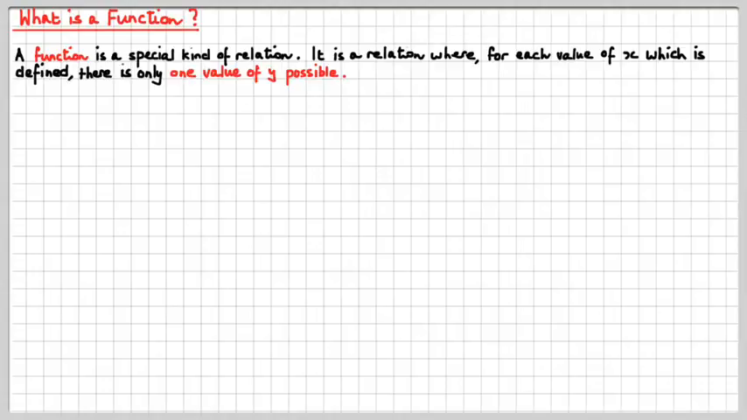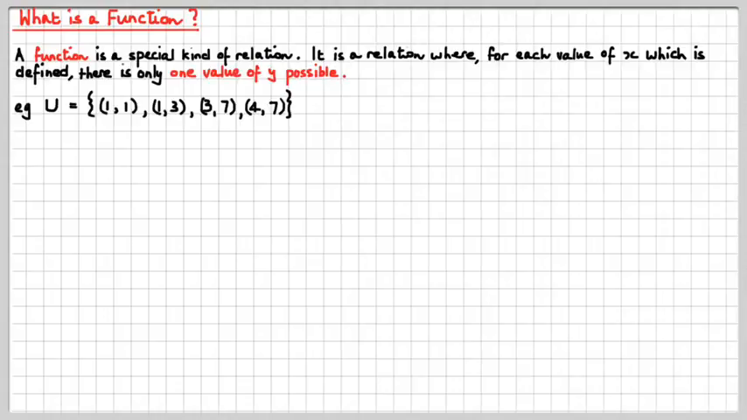I think so. Now, let's start talking about functions. What is a function? Well, a function is actually a special kind of relation. All functions are relations, but not all relations are functions. It's like saying that all dogs have 4 legs, but not all 4-legged animals are dogs. So a function is a special breed of relation, pardon the pun. It is a relation where for each value of x which is defined, there is only one possible y value. There's only one y value.